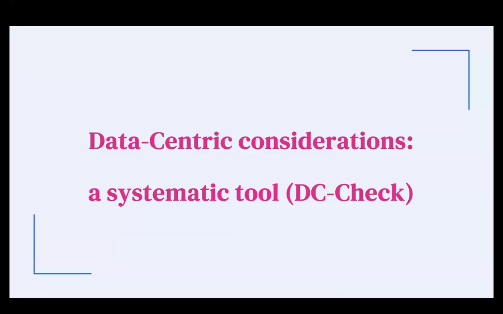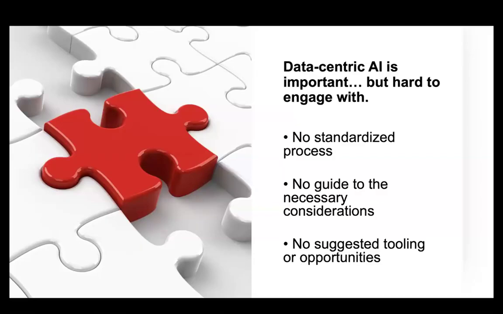Okay, so the next section is really on this idea of data-centric considerations. It's a systematic tool which we've called DC Check, and really it's starting to address the point that I talked about in the last slide, which is that machine learning practitioners really need to start thinking of how these separate research threads integrate with each other, and how we can put them together and think of them more holistically.